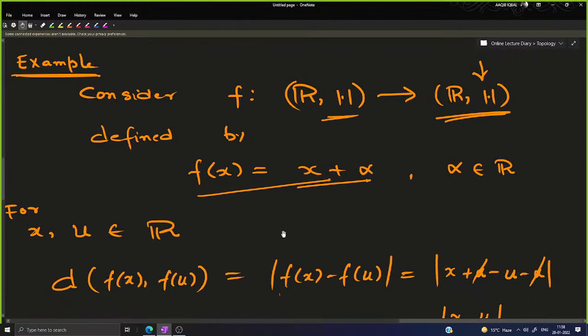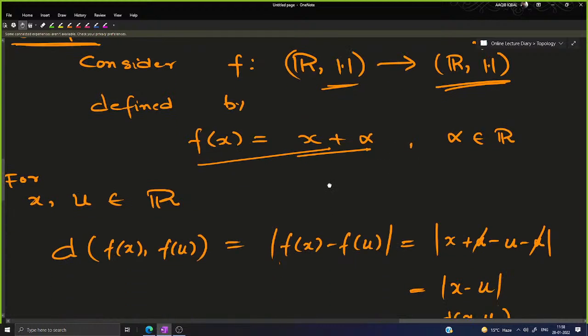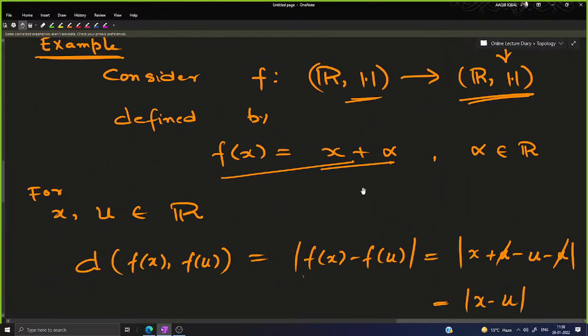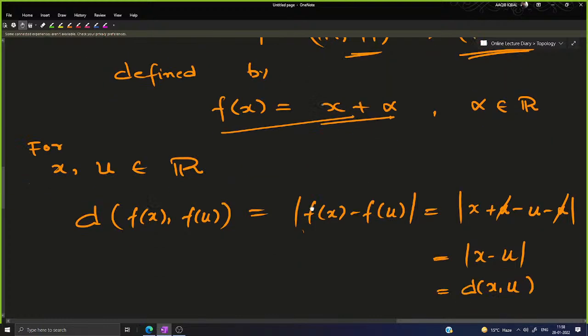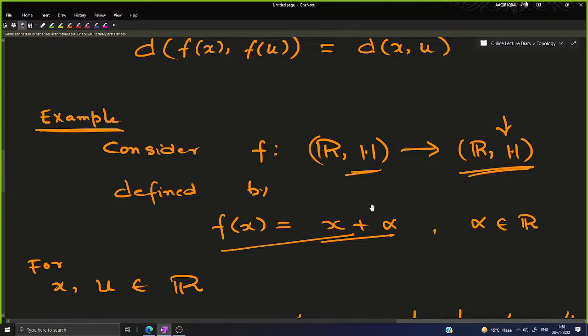Now remember, it's actually a translation: f of x equal to x plus alpha. It's a translation. Every translation is an isometry. If you take a translation from R into R, it's actually an isometry. So this is an example of an isometry.